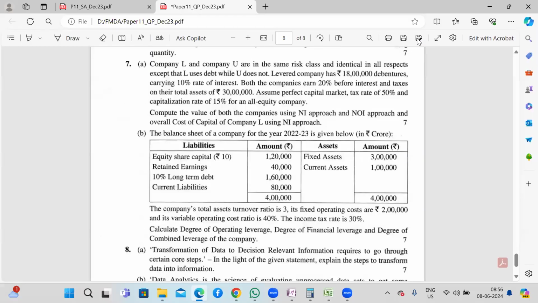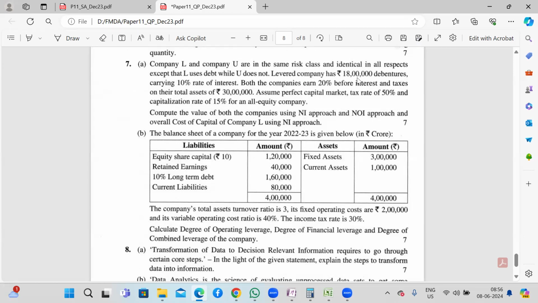So let's move on to question number 7A. Company L and company U are in the same risk class and identical in all aspects, except that L uses debt while U doesn't. So when it is said to be a levered company, the company has equity as well as loans. That is called a levered company. If the company has only equity, it is an unlevered company.